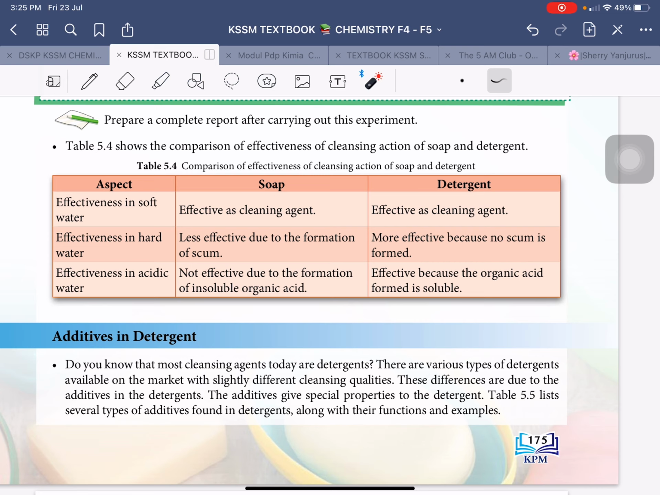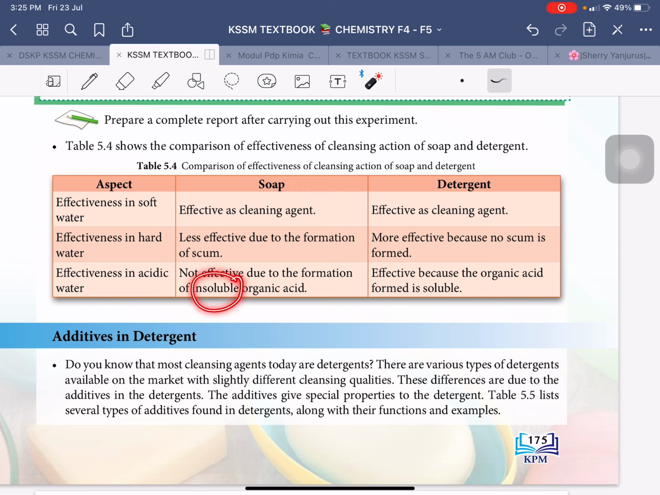Yang ada soluble salt, ini insoluble salt. So in acidic water lagi, kan our water ni adalah alkali, ada yang acidic water. So in acidic water, what will happen? The soap, if you use soap, it's not effective due to the formation of insoluble organic acid. Okay? Tapi if you use detergent, it's going to be effective because organic acid form is soluble.